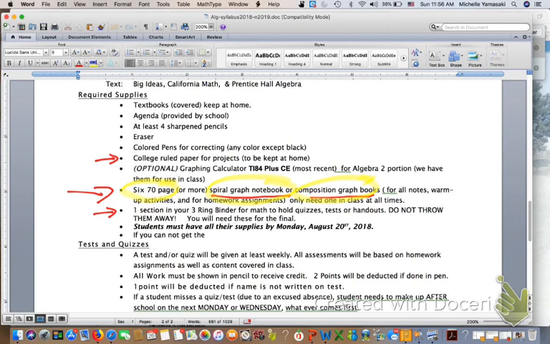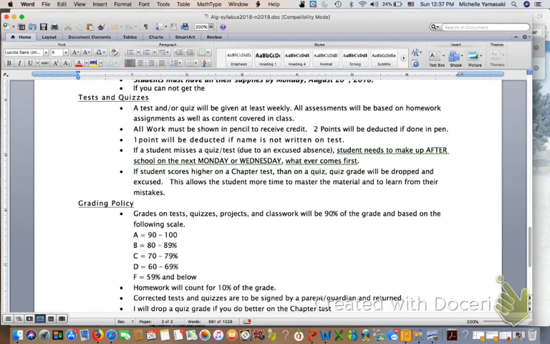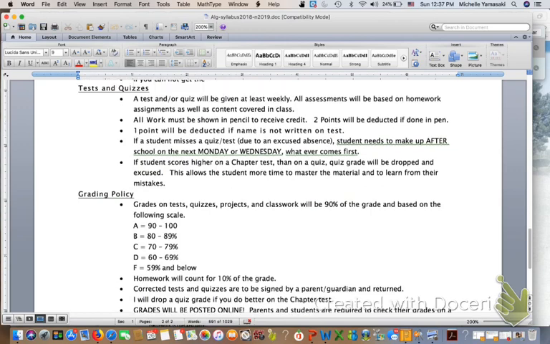All right, tests and quizzes. Generally, except for the first chapter, beginning of the year test, that is the one test I do not give back to everybody. Tests and quizzes will generally be given once a week.